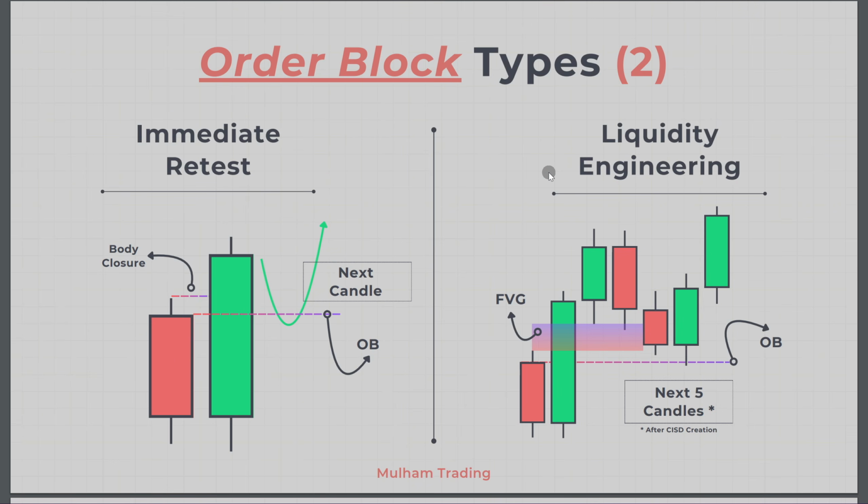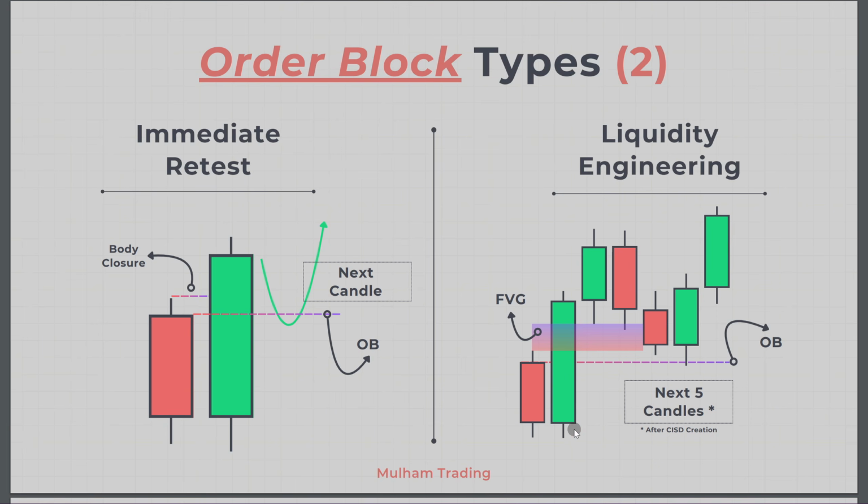And this is going to be the liquidity engineering type. So in this type, we're not going to be having an immediate retest. However, we're going to be creating some liquidity around that order block in order to retest it later with the sweeping of liquidity also. So it's going to be 2-in-1, a retest of the order block as well as taking liquidity. And that confirms that the order block is going to be a high probability one.